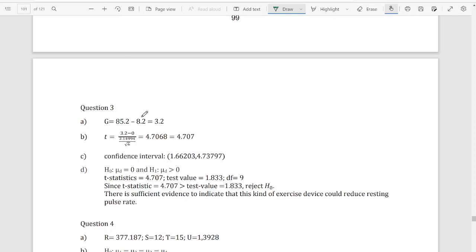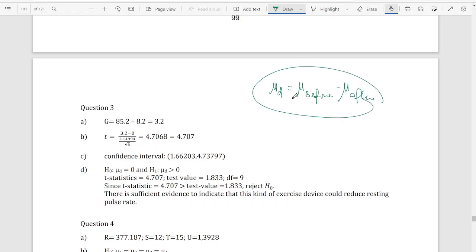Okay, you write down the difference. You can use D, so you can use mu D, because mu D here is just the same as mu before minus mu after in this situation. Okay, in this situation you have mu before minus mu after. Okay?